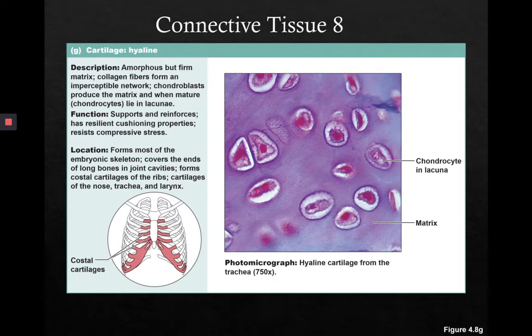It also covers the end of long bones, so at joints or in joint cavities. It also forms the costal cartilage, which is rib cartilage. It forms the nasal cartilage, which is nose cartilage, and parts of the respiratory tract, specifically the upper respiratory tract, mainly the trachea, also known as the windpipe, and the larynx, also known as the voice box.